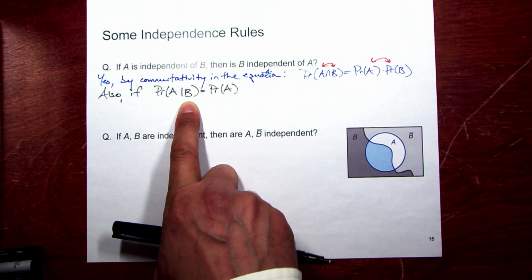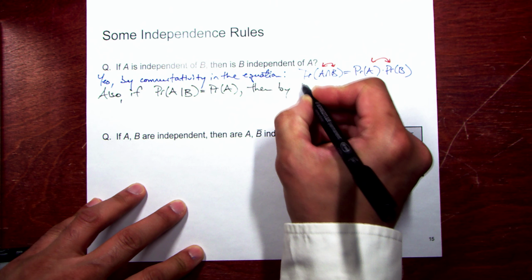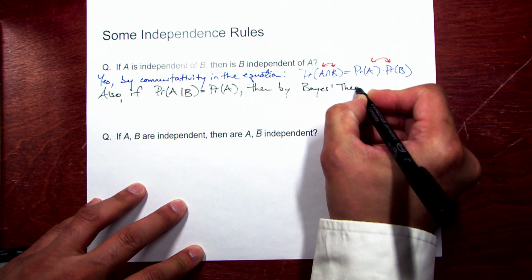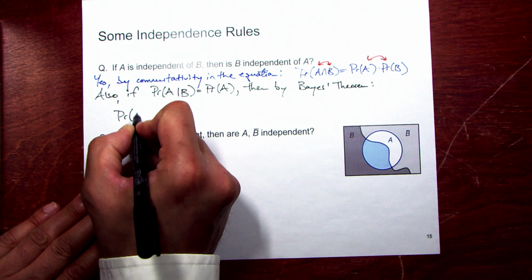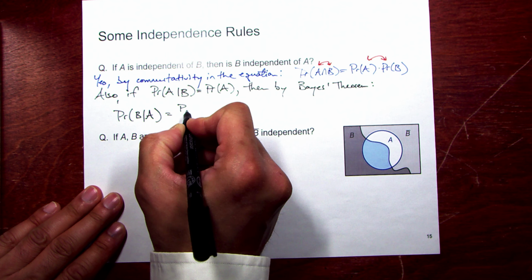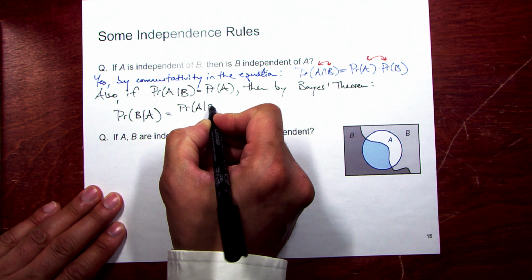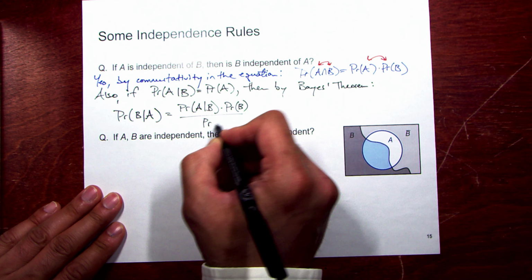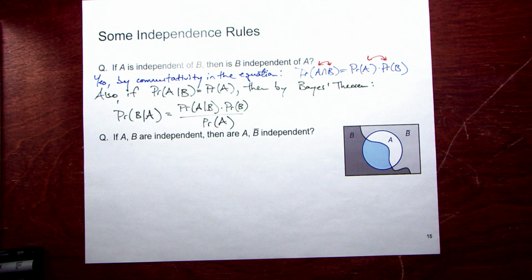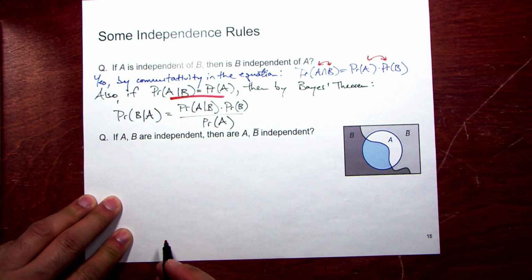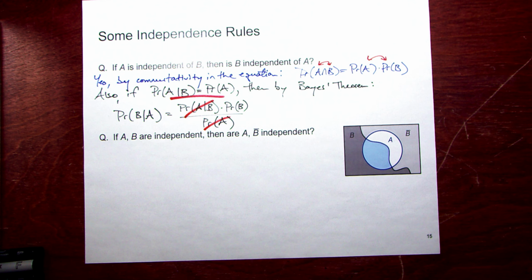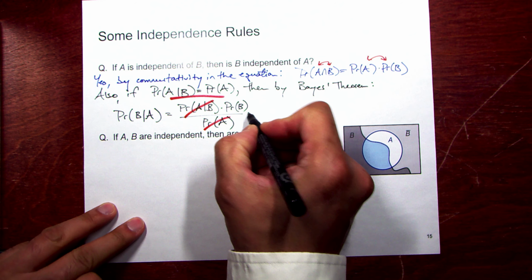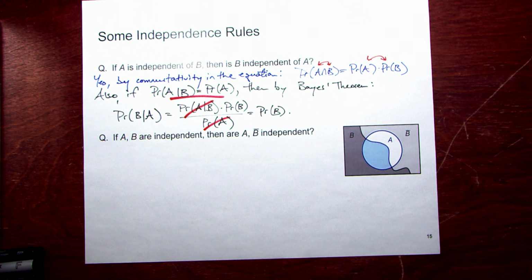So then you'd say, okay, then by Bayes' theorem, the probability of B given A is equal to the probability of A given B times, well, I guess it's just the ratio of the probability of B divided by A. And we have an equality up here, and so those two things will divide away, and you get what you want. You get the probability of B. Yeah?